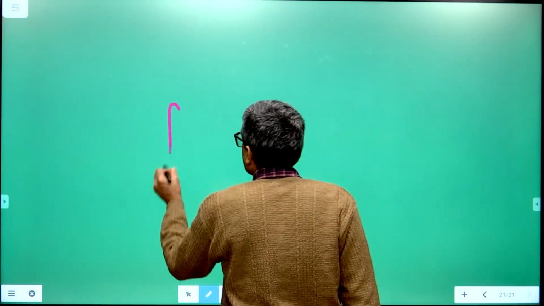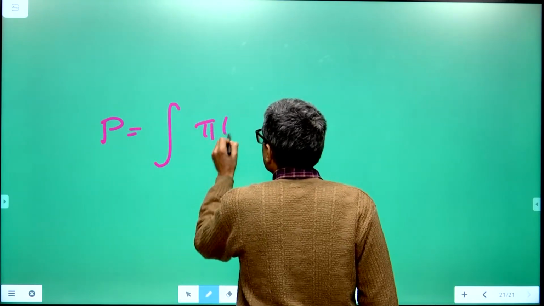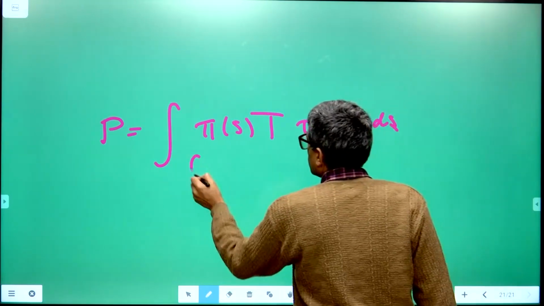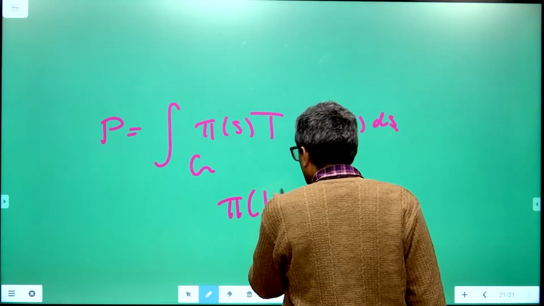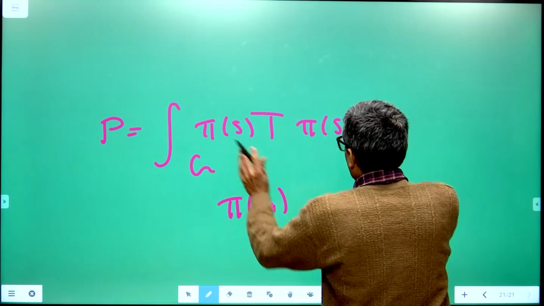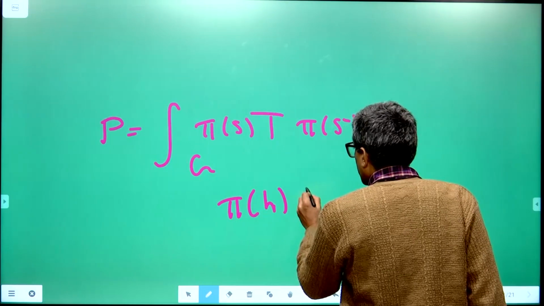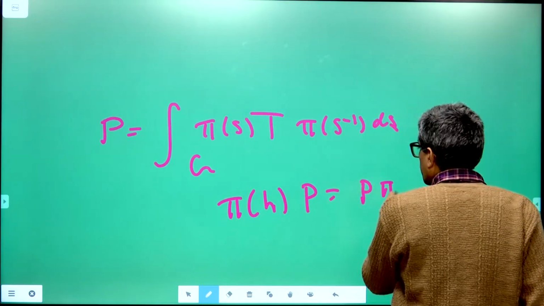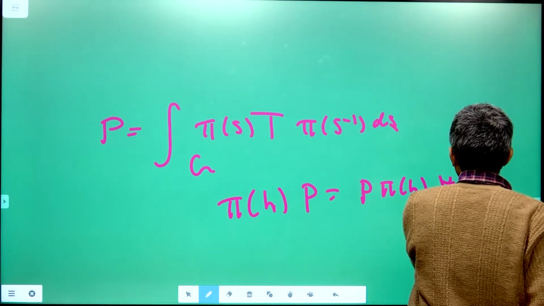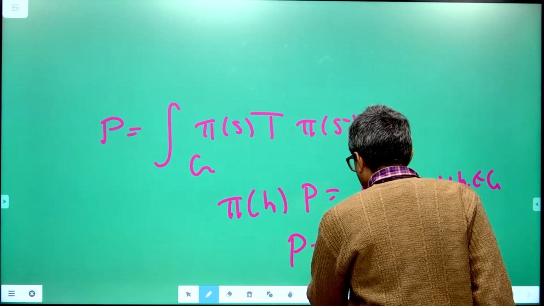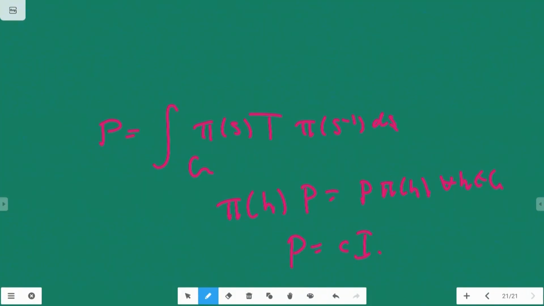Then you consider the matrix P to be the integral of π(g) multiplied by T multiplied by π(g inverse) dg over G. You use the same idea, namely the homomorphism property of π as well as the invariance of the Haar measure under group shifts, to show that π(h)P is equal to P times π(h) for all h belonging to G. And since π is a unitary irreducible representation, by Schur's lemma this will imply that P is a scalar multiple of the identity, C times I. What does this mean?